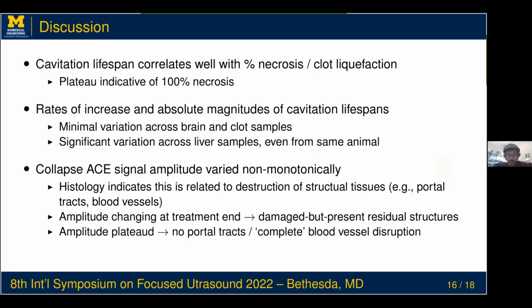And so that's about it. Right now, it seems like the cavitation lifespan correlates best with the percent necrosis or clot liquefaction in these tissue samples, where the plateau is indicative of 100% necrosis. The rates change based on the tissues. We think that the significant variation across samples in the liver case is just due to the presence of those residual structures that don't really exist in the brain.